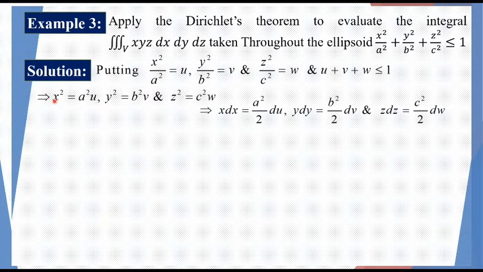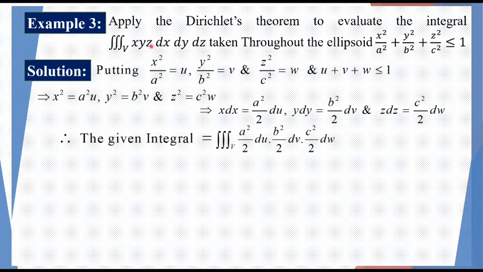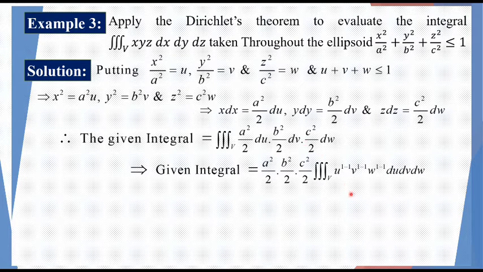So on replacing this x dx, y dy and z dz in the integral, because x dx combined, y dy combined and z dz combined, we can rewrite this integral in terms of a square by 2 du, b square by 2 dv and c square by 2 dw. So a square, b square, c square upon 2 into 2 into 2 can be taken outside the integration. Only the triple integral du, dv, dw remains, and we have to convert it into Dirichlet's form. So we can write here u raised to power 1 minus 1, v raised to power 1 minus 1, w raised to power 1 minus 1.